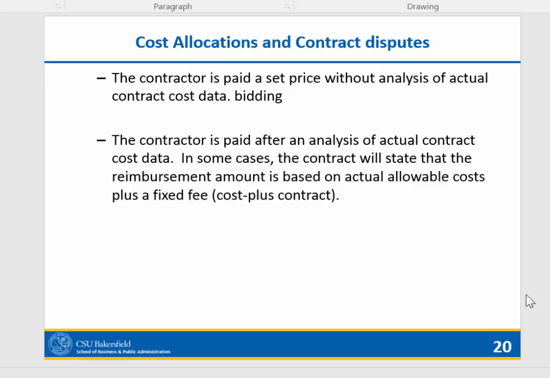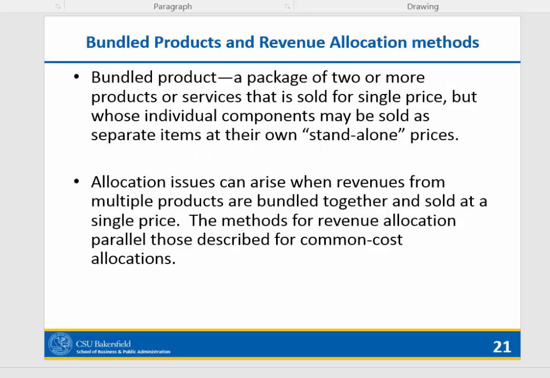So these are two different models, and I'm pretty sure we have learned the target price contract and also the cost plus contract in 221 or something like that. These two ideas are still very important in this chapter. These are the two very basic cost allocation and contract dispute issues. That's all you need in this piece. The next one is relatively more important.